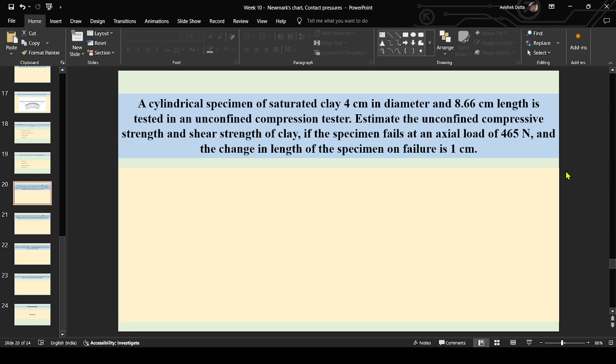I repeat the question. A cylindrical specimen of saturated clay 4 cm in diameter and 8.66 cm length is tested in an unconfined compression tester. Estimate the unconfined compressive strength and shear strength of clay if the specimen fails at an axial load of 465 Newton and the change in length of the specimen on failure is 1 centimeter. Okay. Next question.